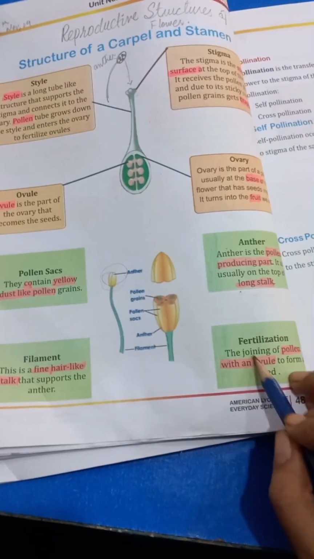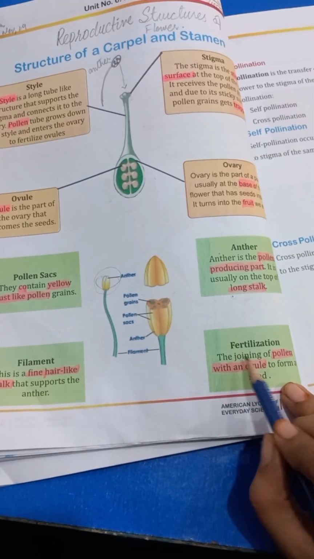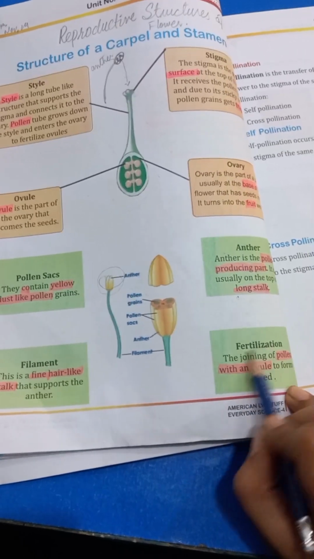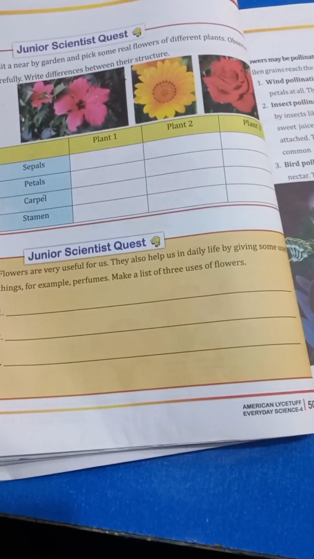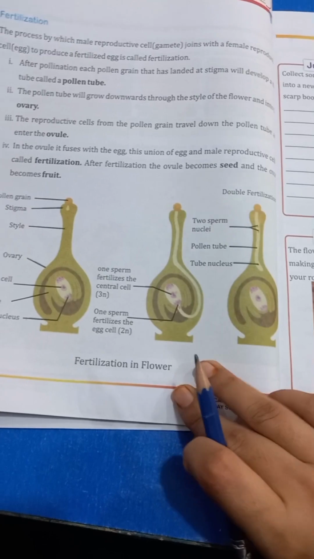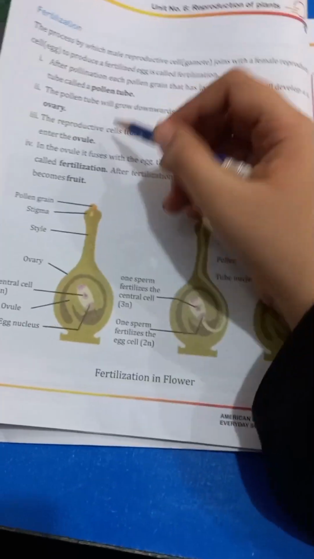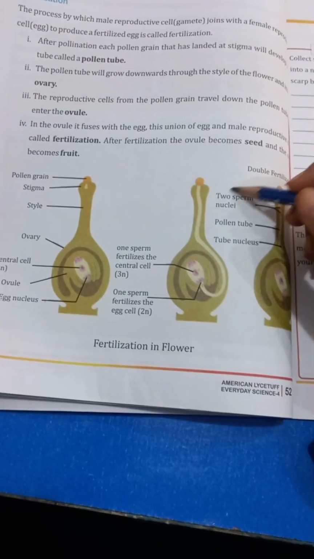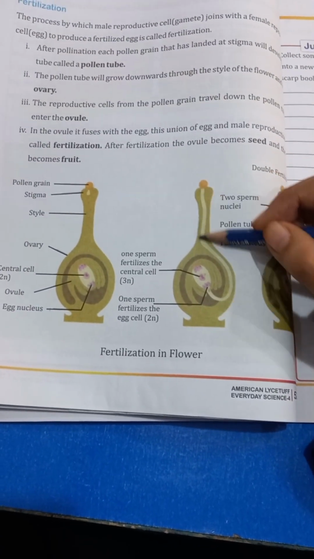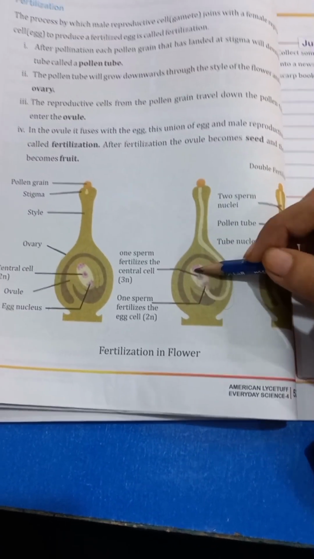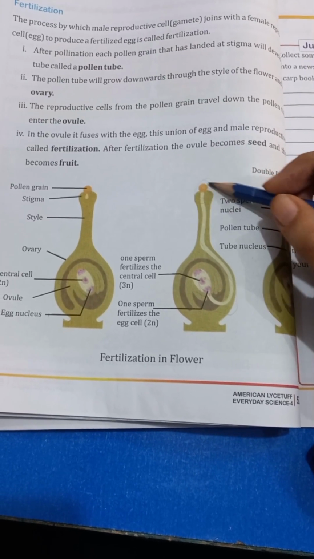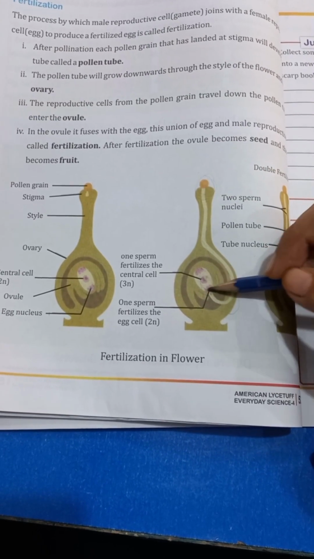After that, fertilization. What is fertilization? The joining of pollen with an ovule to form the seed is called fertilization. As you can see here, the process of fertilization. This is the pollen grain. It forms a pollen tube, and through the pollen tube it joins with an ovule. So the process of joining the pollen with an ovule is fertilization.